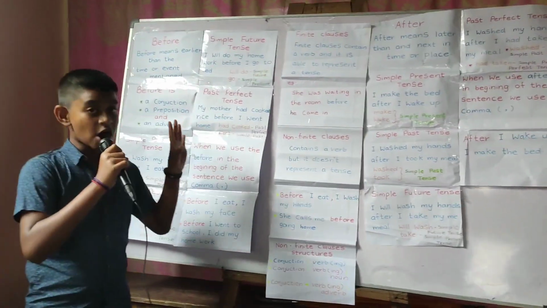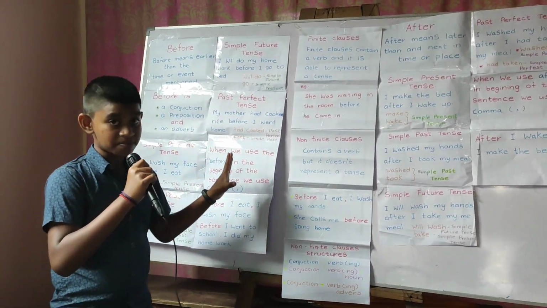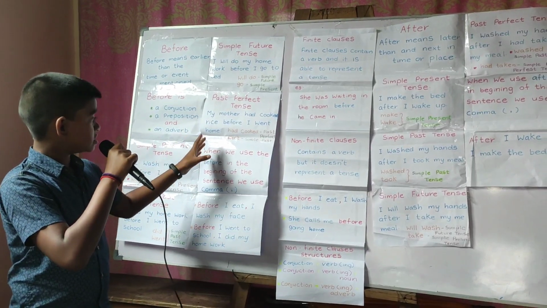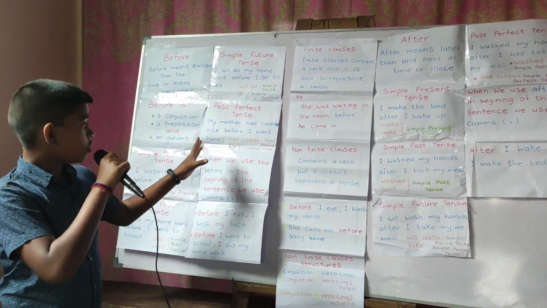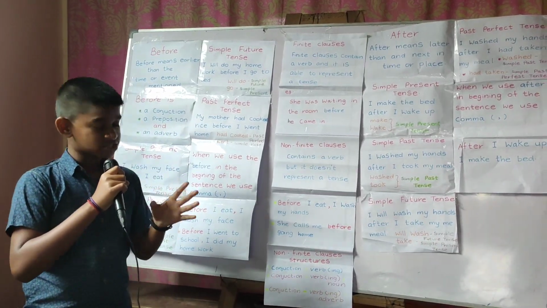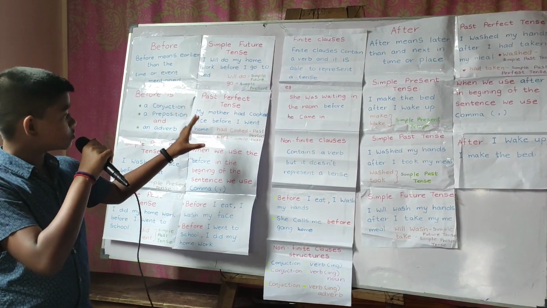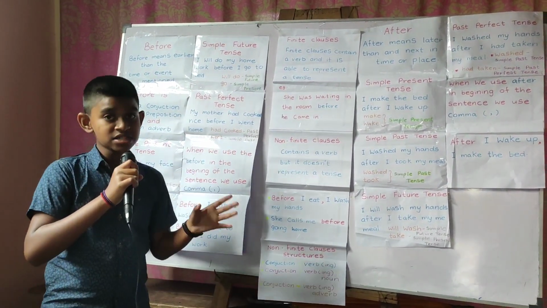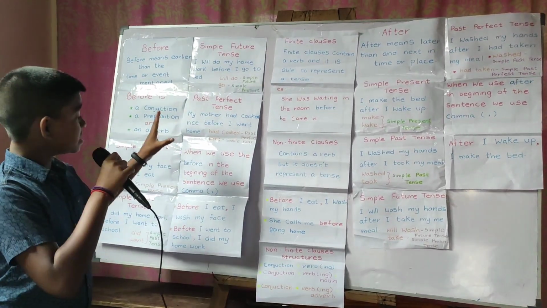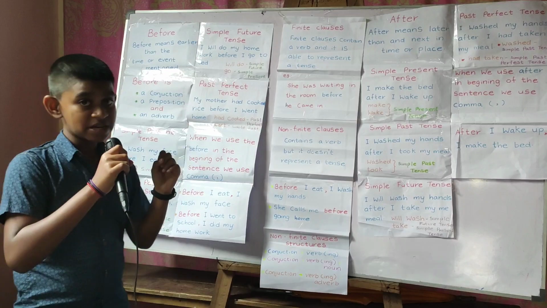Okay, now I'm going to talk about how to use before with past perfect tense. For example, my mother had cooked rice before I went home. In this sentence, also there are two main actions. In the first part, my mother had cooked rice, had cooked is past perfect tense. In the second part, I went home, went is simple past tense.